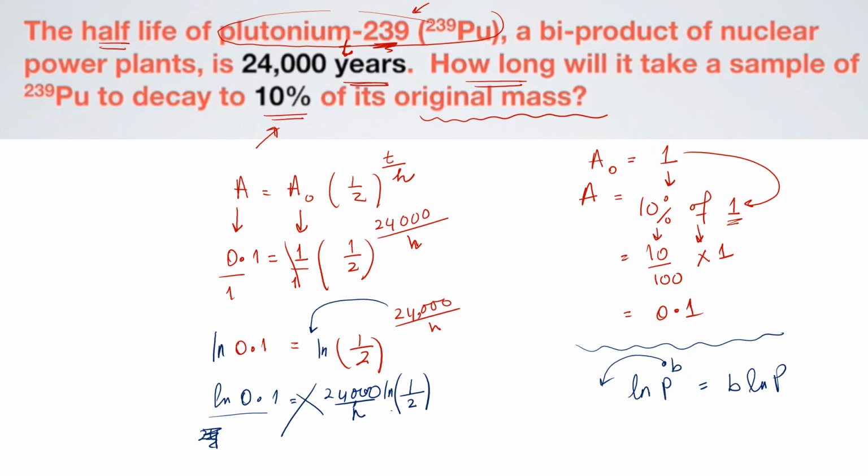So I can just swap their positions, since it is my EmSAT or SAT exam, so I don't need to show them the steps. I'm doing all these steps just for your sake. So h goes up, ln of 0.1 comes down. So I will get 24,000 times ln of half, divided by ln of 0.1. This could be the value of my h.